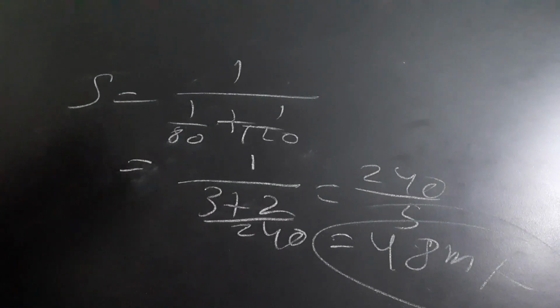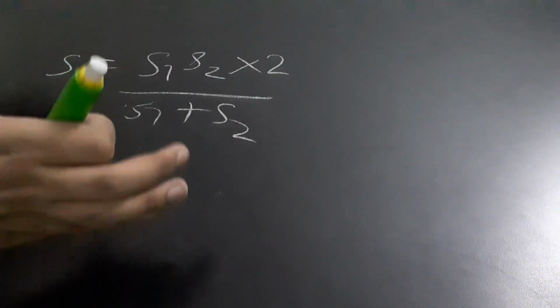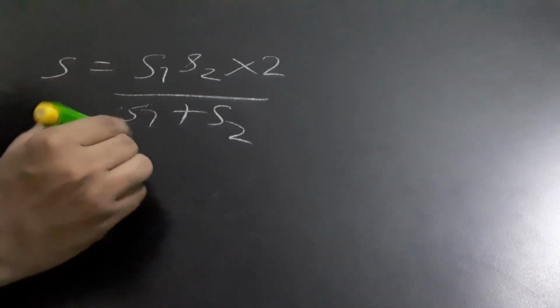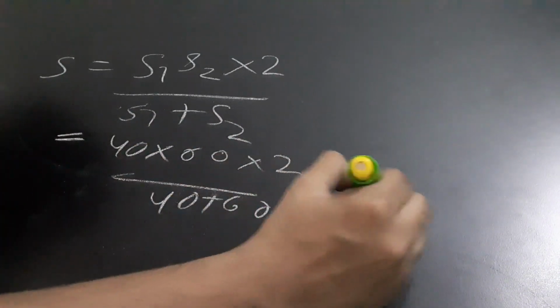There's also a very specific formula you can memorize for this, but I do not endorse memorizing anything, at least in physics. In physics, it's pure conceptual. Only memorize and use this formula if you understand each and everything which I just explained. So the formula is S is equal to S1 S2 into 2 upon S1 plus S2, where S1 and S2 are the respective speeds we have been given. So like in the previous question, S1 was 40 and S2 is 60. If you plug it into this formula, that would give us 48.